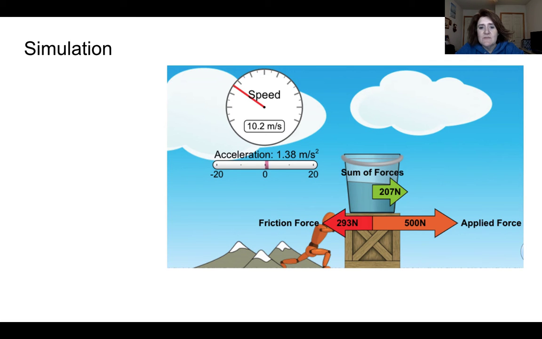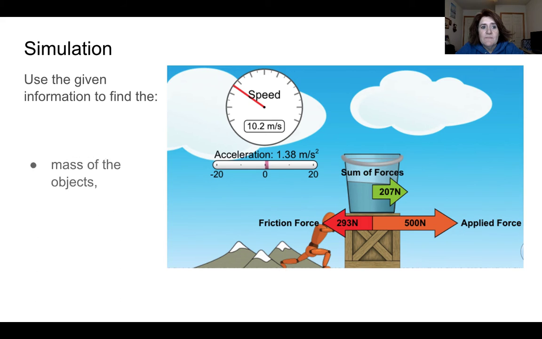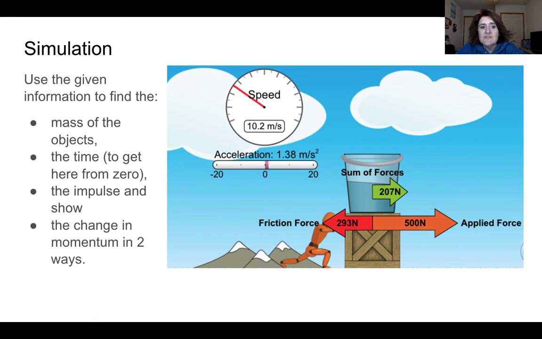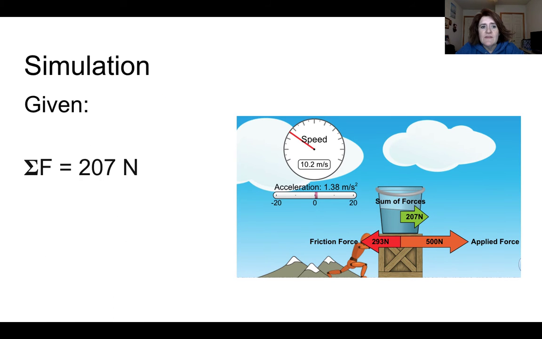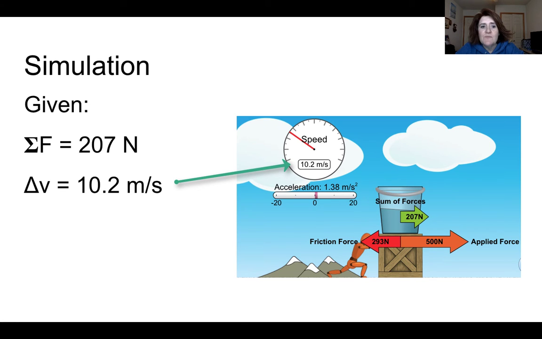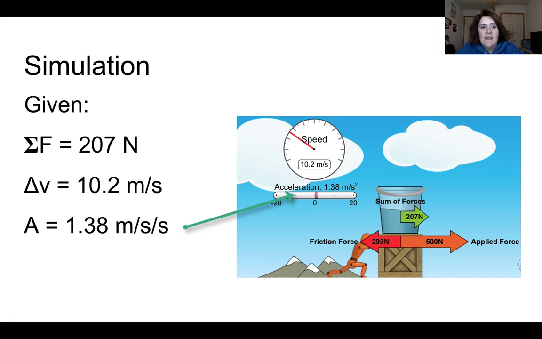In this simulation, which I will show you in class and give you access to, on the PhET website, you can use the given information to find the mass of the objects, the time to get from here to 0, or to get here from 0, the impulse, and actually show the change in momentum in two ways. In that situation, you're given a net force of 207 newtons, a change in velocity of 10.2 meters per second, and an acceleration of 1.38 meters per second squared.